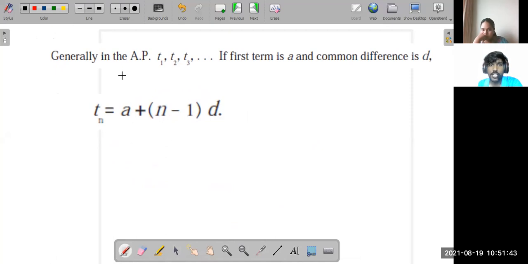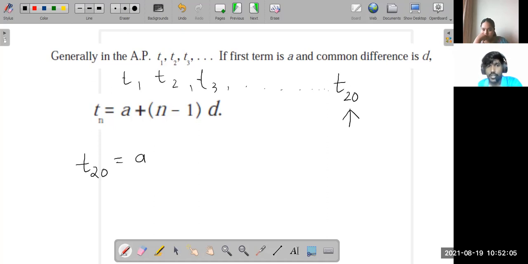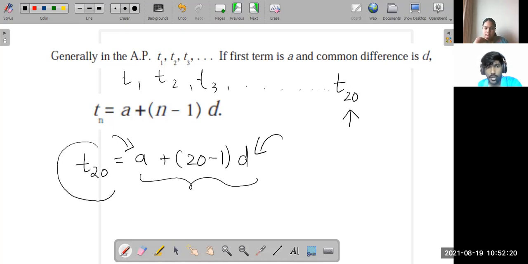Now, suppose in this arithmetic progression T1, T2, T3, and so on, which is never ending, you want to find out which term is in the 20th position. That means you want to find out T20, so n is 20. You just substitute the first term plus 20 minus 1 times the common difference of that AP. If you solve this, you will get what number is in the 20th position.